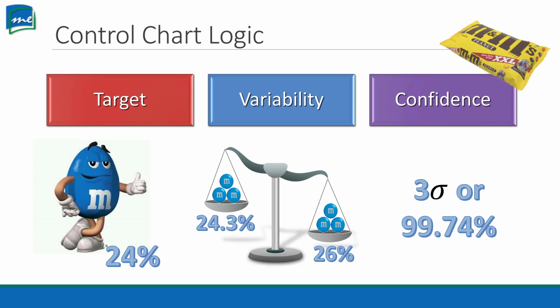Approximately 24% is supposed to be blue M&Ms. That's their target. But there's some variability in the process, from 24.3 to 26%. So when you do the math, that actually comes up to what's known as 3 sigma level of quality, or 99.74% have no defects. So that means that 0.26% have defects.